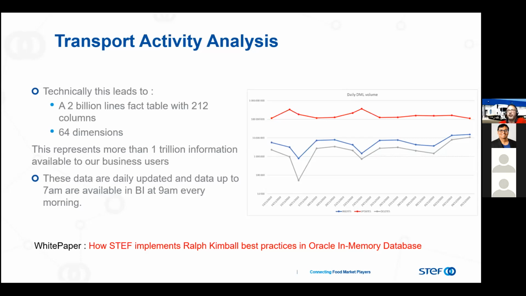I wrote a white paper-like document I call how staff implements Ralph Kimball's best practices in Oracle in-memory database. If you are interested, just ask me, I can share that with you. The idea was to document how we model our star schema and how we use in-memory in this type of usage.